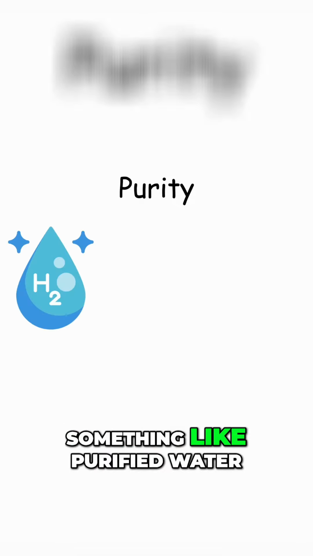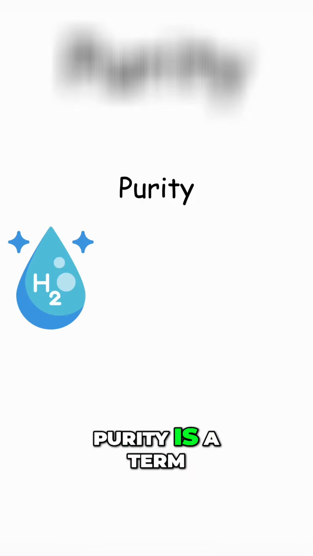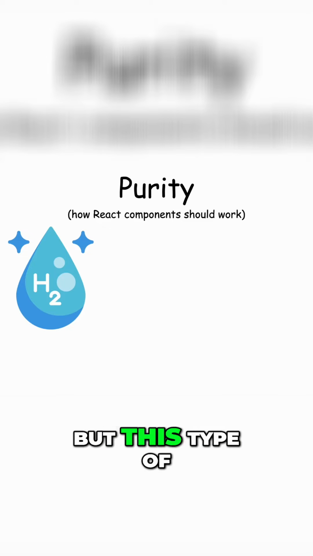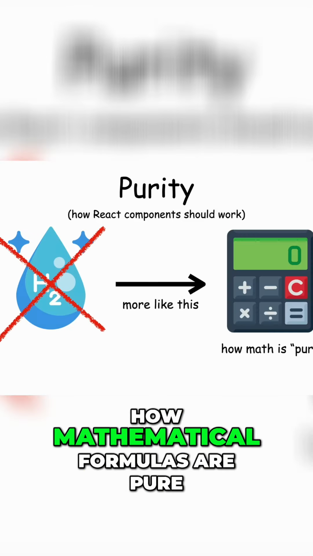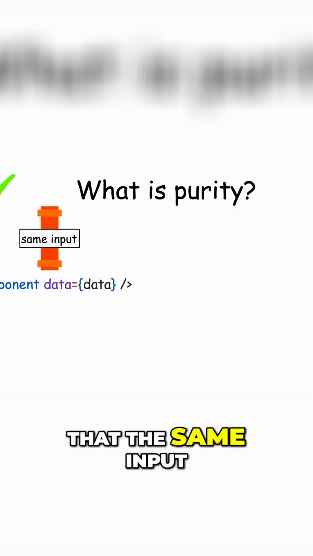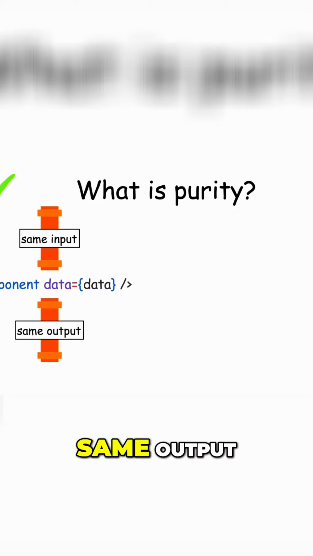When you think of the word purity, you might think of something like purified water. Purity is a term used to describe how React components should work, but this type of purity is more like how mathematical formulas are pure. Pure React components mean that the same input should always return the same output.